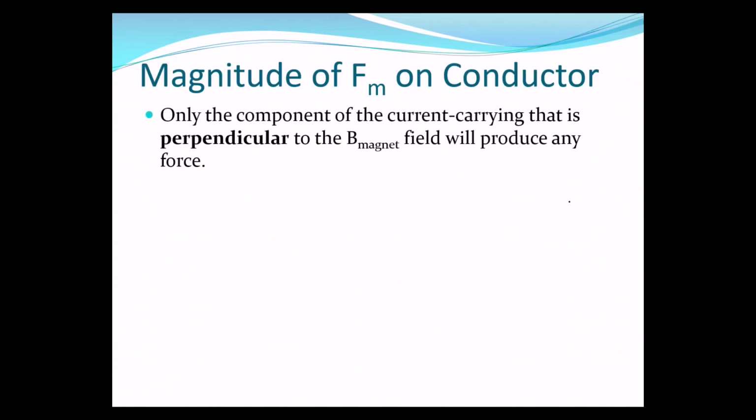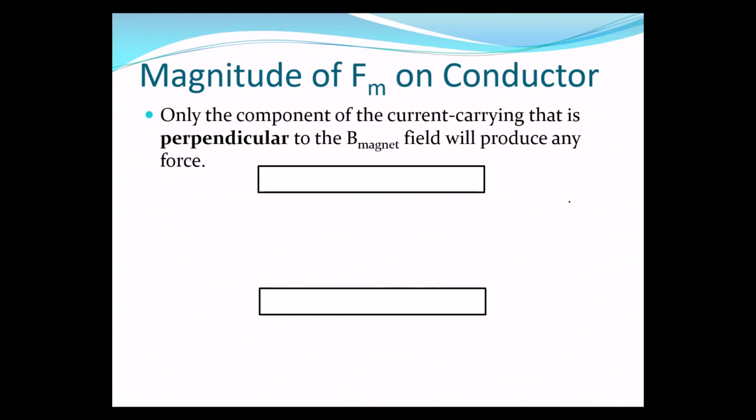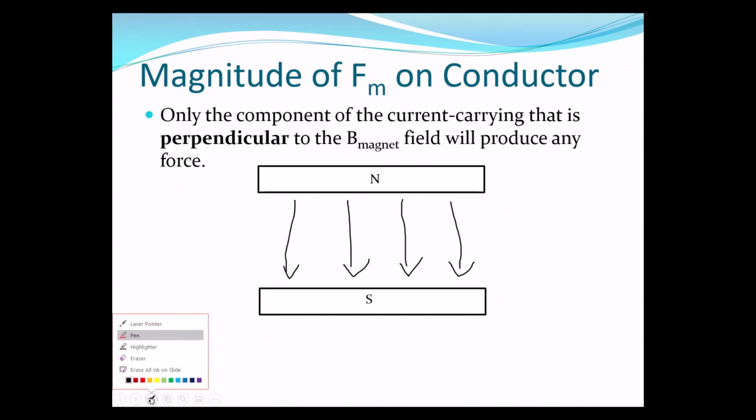So only the component of the current carrying conductor that's perpendicular, so 90 degrees to the magnetic field, will produce any force. Right, so if we have a wire, our magnetic field runs from north to south, so it goes straight down like that. We could put our wire in a whole bunch of different positions, right? If I put my wire like this, it's a nice straight wire, it will all be perpendicular, so that's perfect, and all our force will go into that.